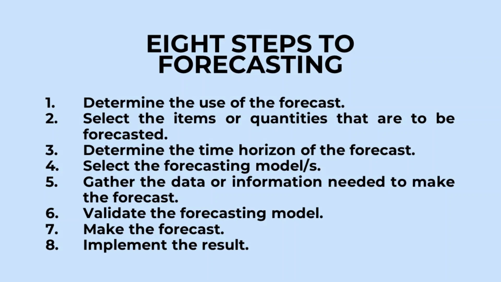First, determine the use of the forecast. What objective are we trying to obtain? Second, select the items or quantities that are to be forecasted. Third, determine the time horizon of the forecast. Is it 1 to 30 days, 1 month to 1 year, or more than 1 year? Fourth, select the forecasting model or models. Fifth, gather the data or information needed to make the forecast. Sixth, validate the forecasting model. Seventh, make the forecast. And lastly, implement the results.